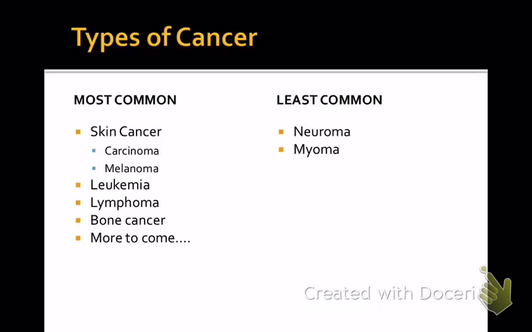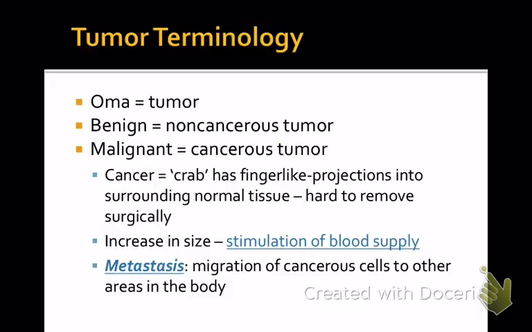All right, let's see where we are from there. All right, so I have some terminology for you. I'm not 100% sure that all of this is in the online notes. Should be. If it's not in chapter 4, it's going to be in chapter 5, but let's just go ahead and get it. Oma is the term for tumor, so a neuroma or a myoma.